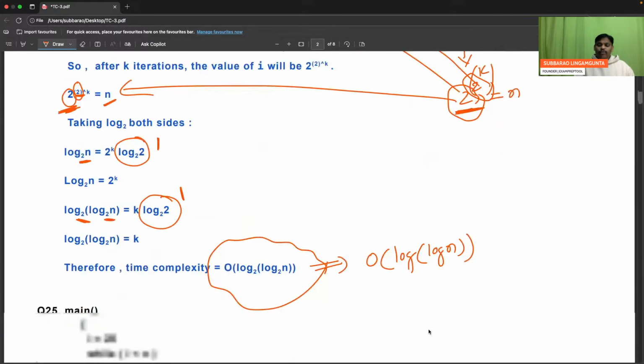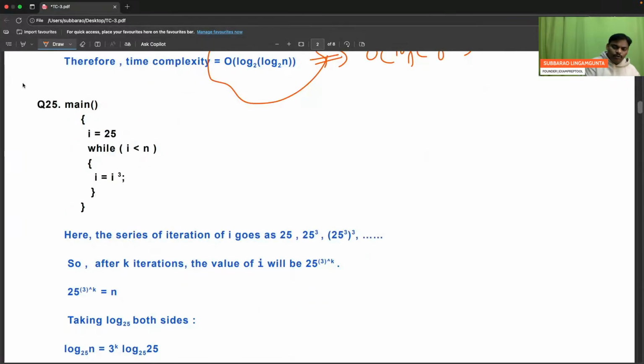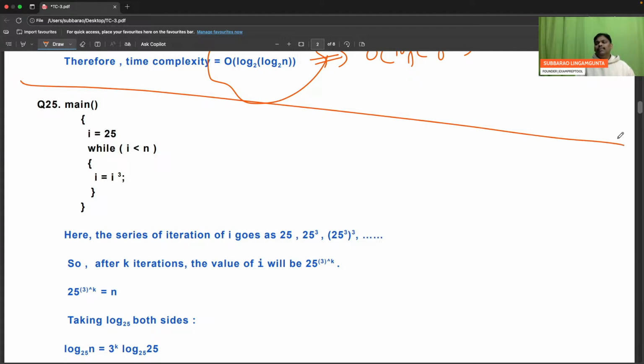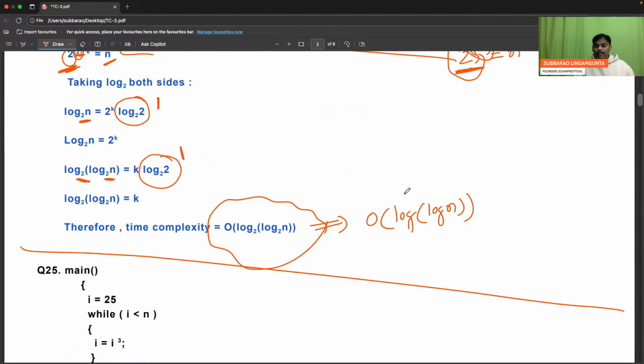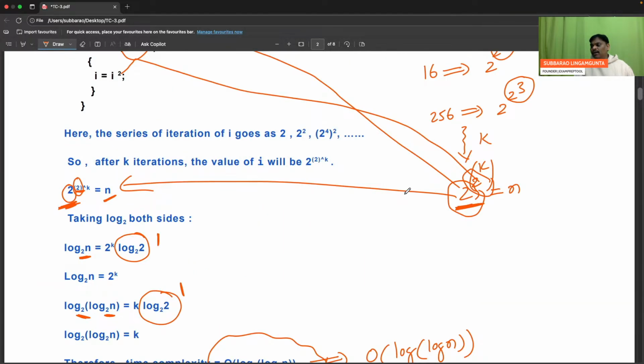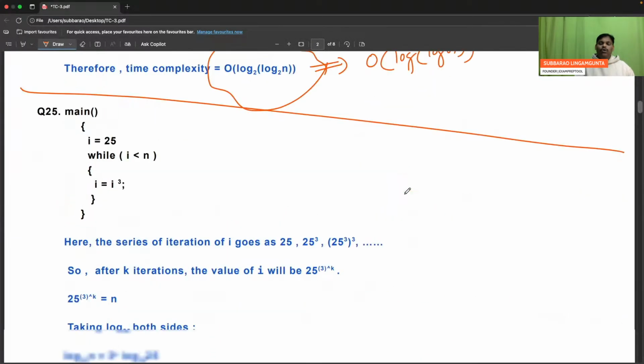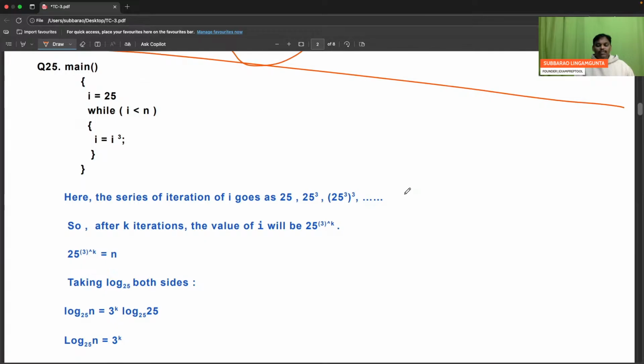So for more clarity, you can see the next problem. See question number 25. 24 we have done, I think everyone knows. See, very simple. When it is in the power, the answer is log n. You are always incrementing by power, so the answer is log n. For more clarity, you can see this problem.